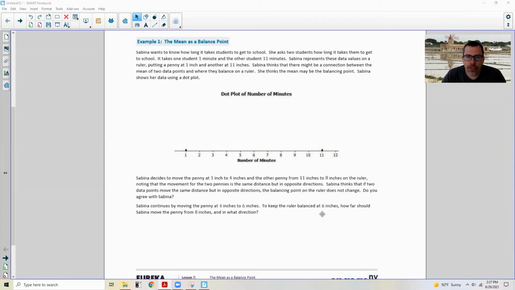Sabina shows her data using a dot plot. Okay, so the dot plot of number of minutes 1 through 12. And the reason they went to 12 was because it's a ruler and it's 12 inches, 1 foot. Sabina decides to move the penny at 1 inch to 4 inches and the other penny from 11 to 8 inches on the ruler, noting that the movement for the 2 pennies is the same distance but in opposite directions. Sabina thinks that if 2 data points move the same distance but in opposite directions, the balancing point on the ruler does not change. Do you agree with Sabina?